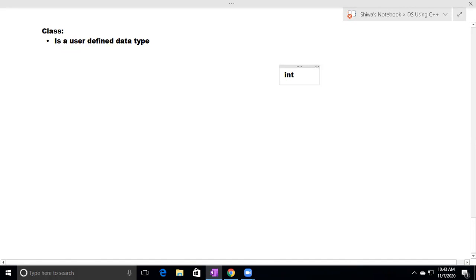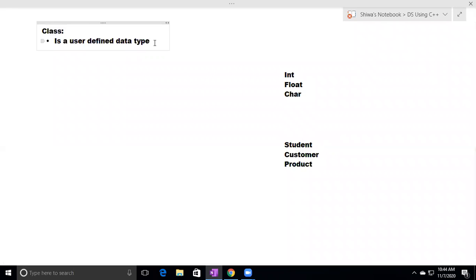You already know the data types, like int is the data type, float is the data type, char is the data type. These are called primitive data types. Like primitive data types, I want to define my own data type student, my own data type customer, my own data type product. If you want to define our own data types, we use this concept class. In the C language, you learned the structure concept. Structure is a user defined data type. Union is a user defined data type. Enumeration is a user defined data type. Like that, this class is also a user defined data type.